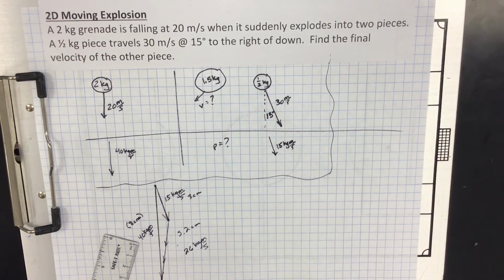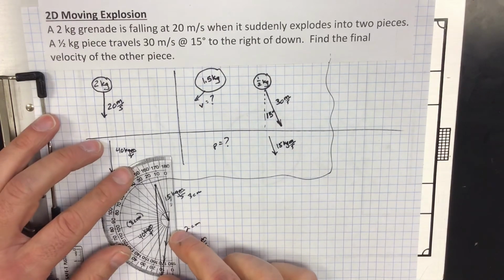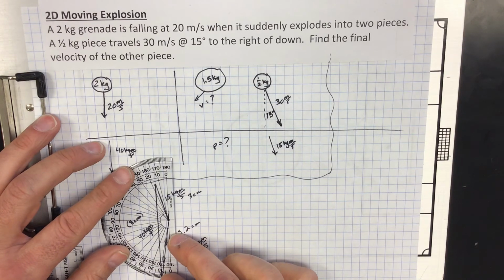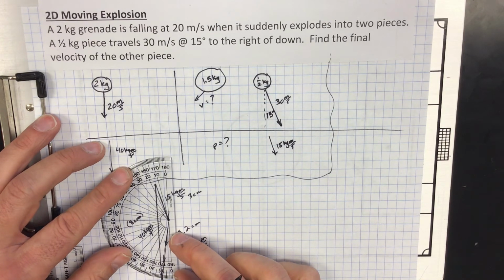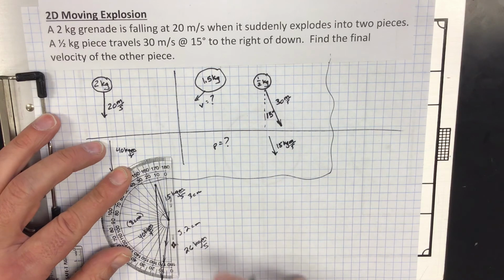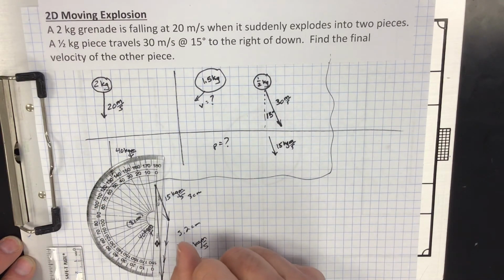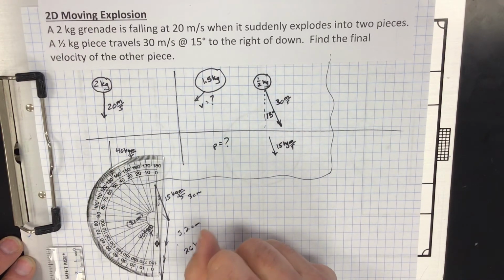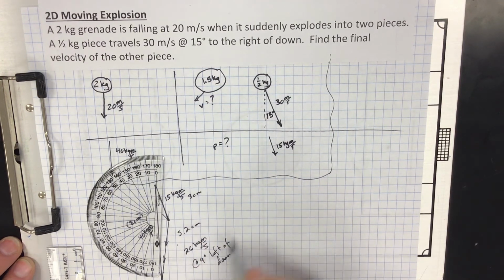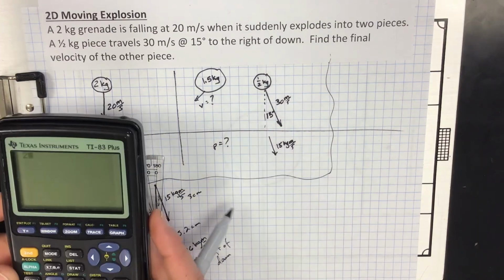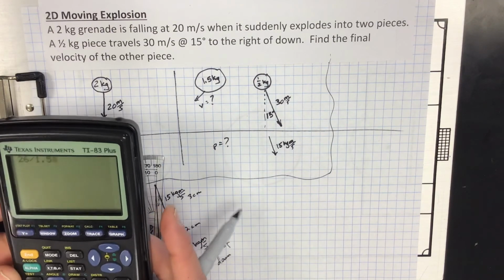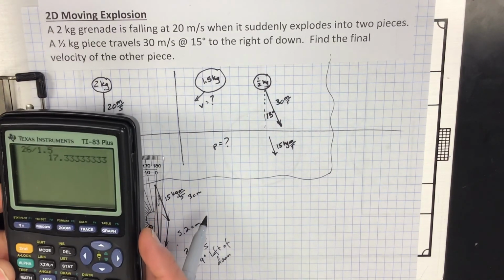And the direction, here's where it comes in handy. Direction of this thing, lining up the protractor properly and then double checking and triple checking it. This is about, what is that, about 8 degrees left, maybe 9 degrees left. At 9 degrees left of down. Now that's kilogram meters per second. Divide that by the mass of the thing we don't know. 26 divided by 1.5 equals 17.3.